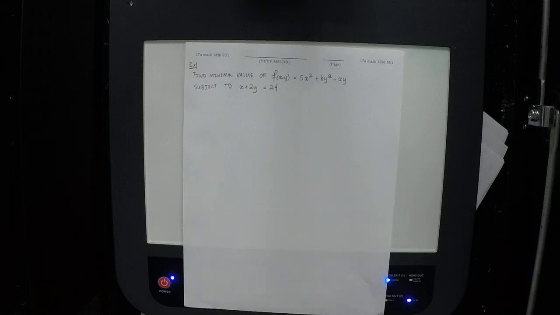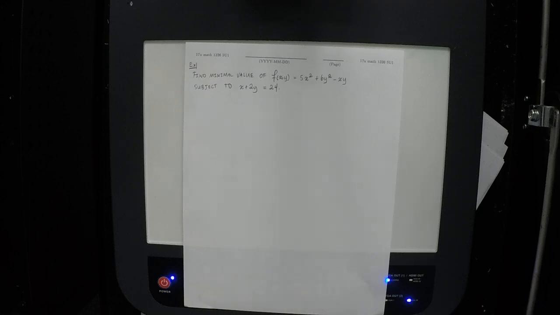Now, we've done two optimization sections right after another, right? The main topic of the last section was the second partials test. The main topic of this section is the method of Lagrange multipliers. Both of them say find the minimum or the maximum of whatever. Okay, so then what I want to point out is, how do you tell where you are? How do you tell if you're on a second partials test question or if you're on a method of Lagrange multipliers question?